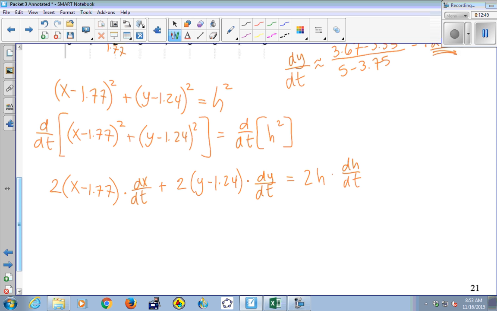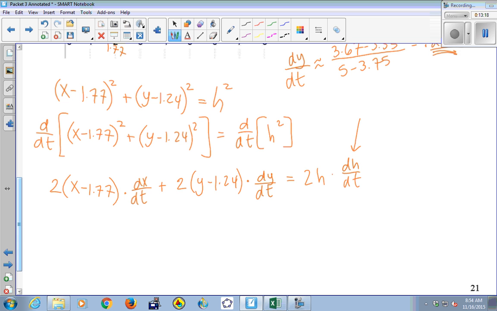If that was just an h there, if that said d/dt of h, then its derivative would be dh/dt. But it's h squared. Oh, good question. So at this point, dh/dt is the thing I'm looking for, right? That should be the only thing that I can't replace with a number. Okay, so let's go through and try to replace things.